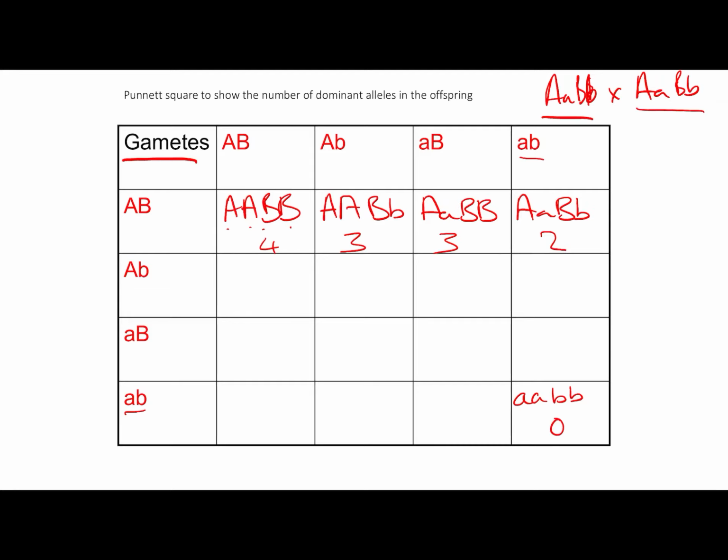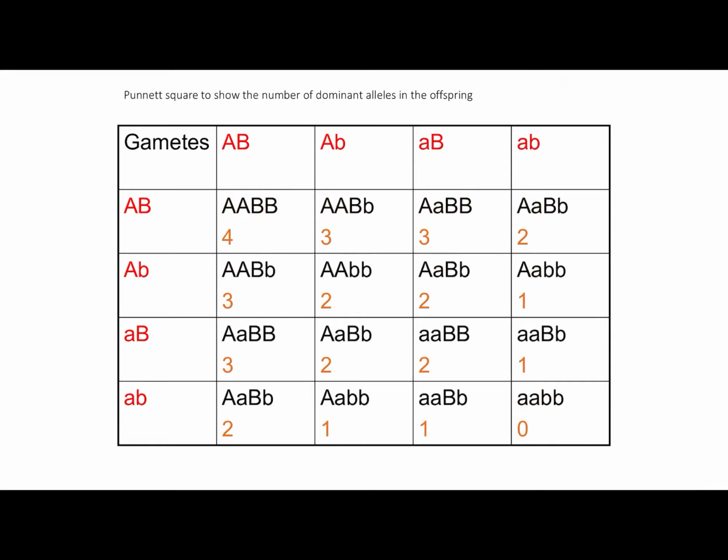And then what we can do, if I show you the filled in one I've done already, you can work out the frequency of each number of dominant alleles. So for 0, the frequency is only 1, whereas for 1 dominant allele, we've got 1, 2, 3, 4. For 2 dominant alleles, we've got 1, 2, 3, 4, 5 and 6. And for 3 dominant alleles, it's 4. And for 4 dominant alleles, it's 1.